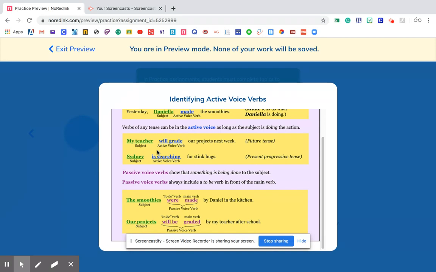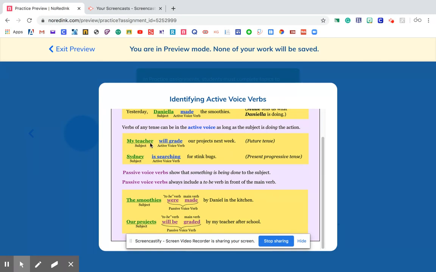Saying verbs of any tense can be in the active voice as long as the subject is doing the action. So what it means, verbs of any tense. So as we know, verbs can be past tense, present tense, or future tense. So it doesn't matter what tense they're in as long as the subject is doing the action.